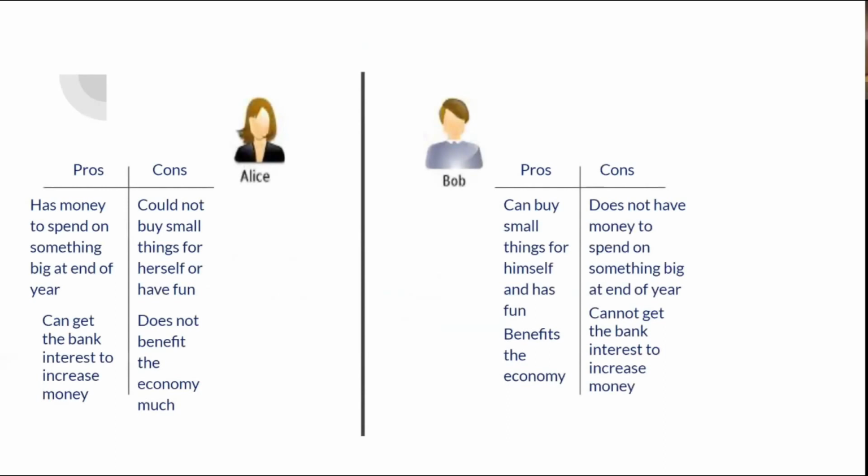So Tuesday, I'm sure you guys remember this one, Alice and Bob. Alice saved her money, and Bob spent it all on partying and fun stuff. So Alice has money to spend on something big at the end of the year and can get bank interest to increase her money. But she could not buy small things for herself or have fun, and she does not benefit the economy much. Bob can buy small things for himself and has fun, and he benefits the economy, but he does not have money to spend on something big at the end of the year, and he cannot get the bank interest to increase his money.